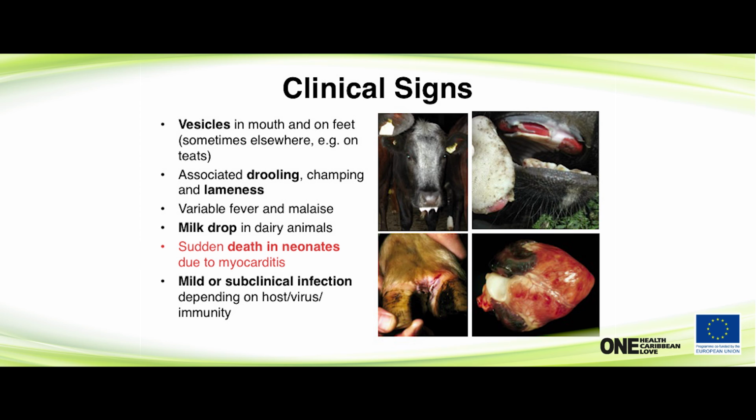But it's also very important to remember that the disease can be mild or subclinical, and this depends on the host, the virus, and the immunity, particularly on the host. So especially in small ruminants, in sheep and goats, the disease can often be very mild and quite easily missed.